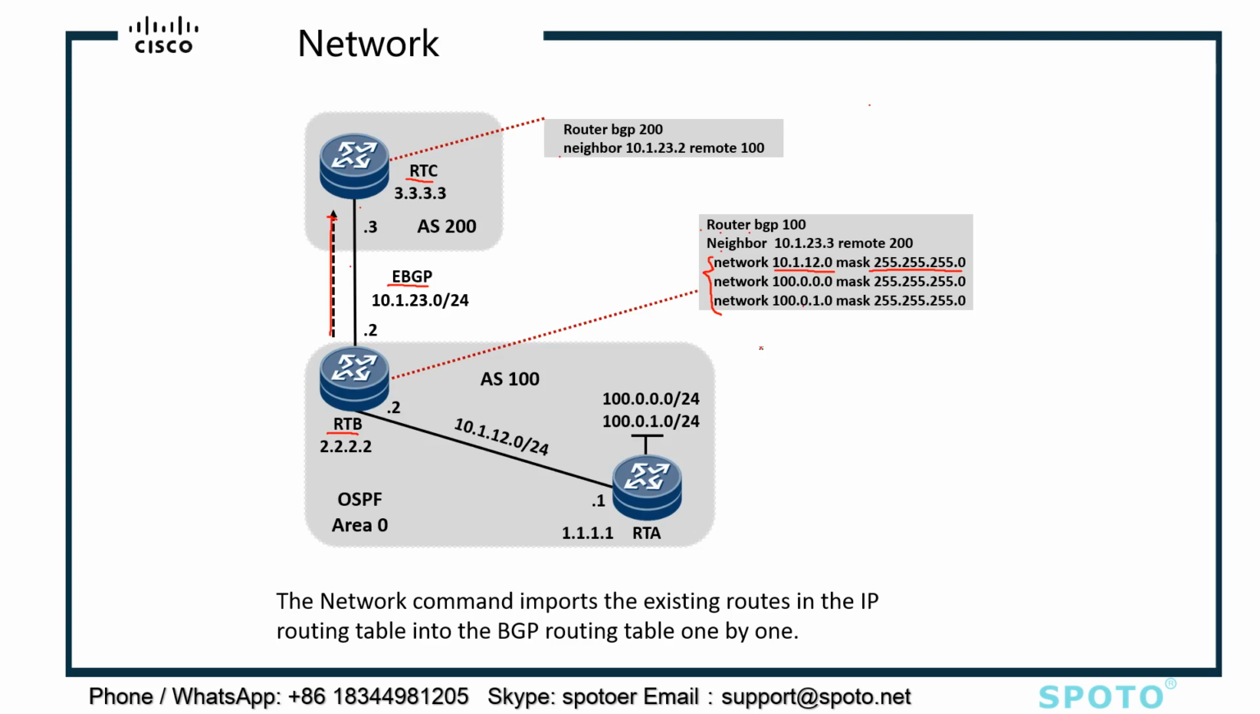But in BGP protocol, advertising a route is not the same as in the IGP protocol, because in IGP protocol, we just advertise the network segment on RTA. RTA will send it to RTB, and RTB can receive it. It's very simple. But in BGP protocol, we have multiple advertisement principles to learn. So next, we need to know what these advertisement principles are.